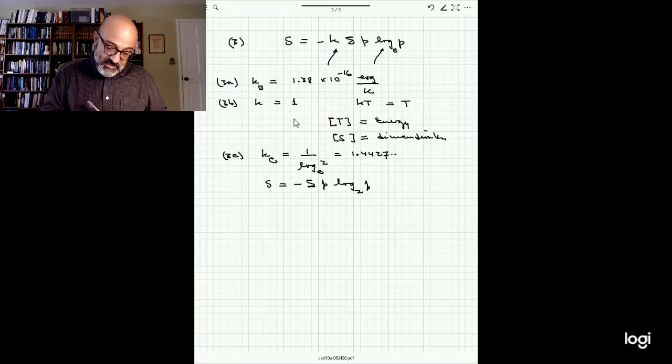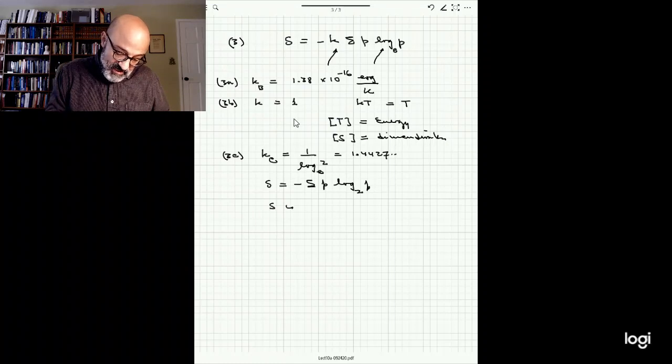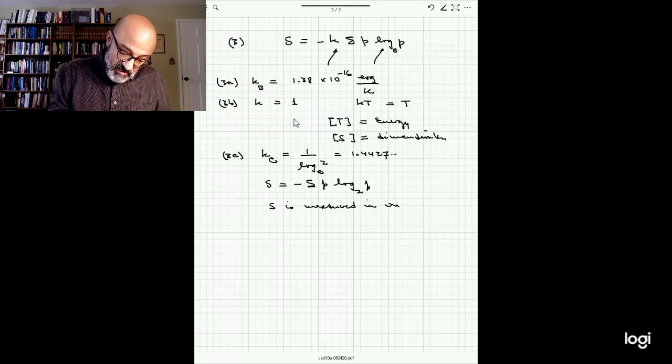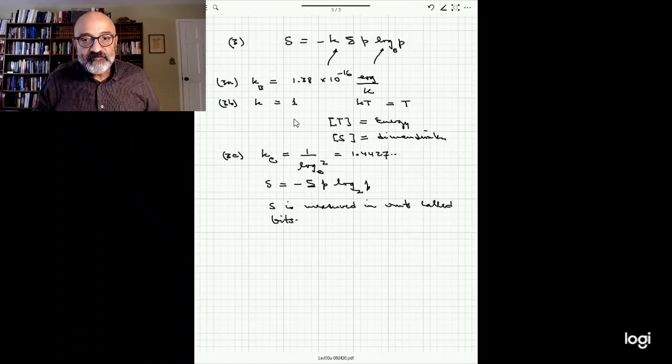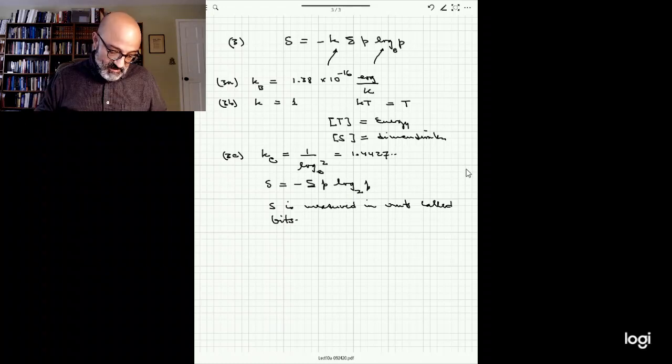And in this case, one says that entropy is measured in units called bits. Very good. So there is a fair amount of freedom in the choice of that k, which amounts to the freedom in the choice of the log. I prefer this.